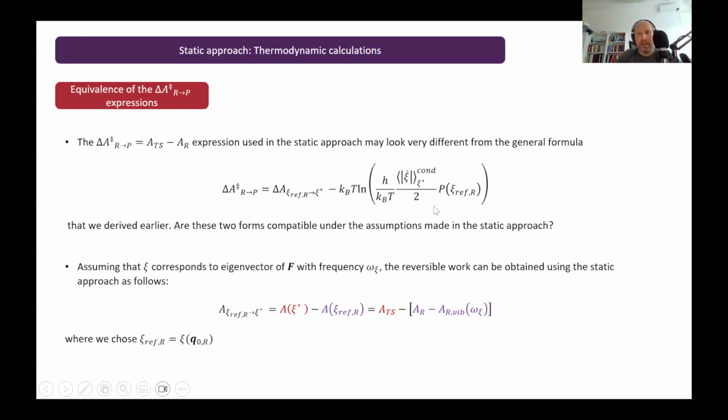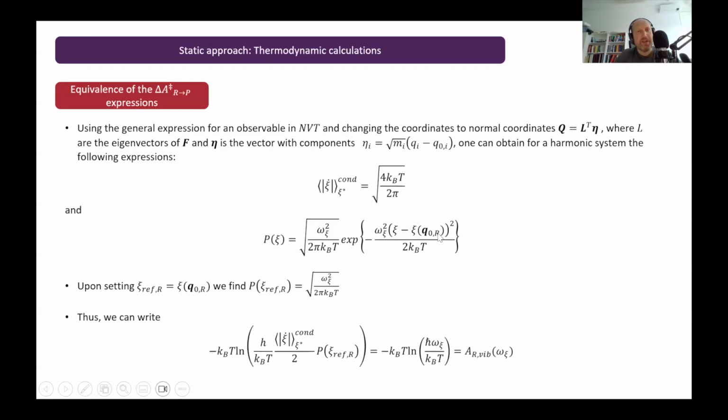Now let's take a look at the logarithmic term, in particular at the velocity and at the probability density. This is a bit more complicated, so I will only tell you what I did. I used the general expression for an observable in the canonical ensemble, the one we introduced at the very beginning of my talk. Then I changed coordinates from Cartesian to normal coordinates. With that, it's fairly easy to determine the average velocity for a normal mode, and here is the expression I got. As you see, it depends only on temperature, but not on the identity of the vibrational mode. Following the same steps, one can also compute the probability density, again using the general expression for an observable. What I got is a Gaussian function.